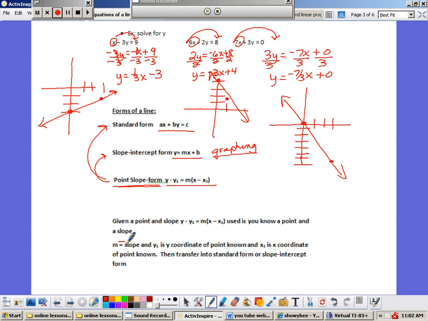In the point slope form, the m is the slope. y1 is the y coordinate of your point. x1 is the x coordinate of your point. They're the things that you're going to fill in. So a lot of times you're going to see me write y minus blank equals blank times x minus blank, because they're the three blanks I need to fill in: my y coordinate of the point, my slope, and the x coordinate of the point. And from there I can change to standard form or slope-intercept form, depending upon which way I want to go.